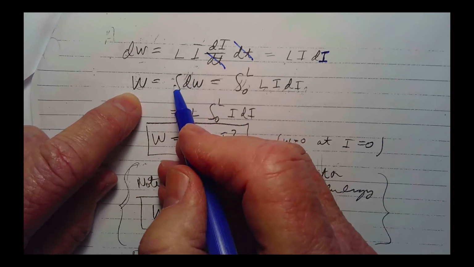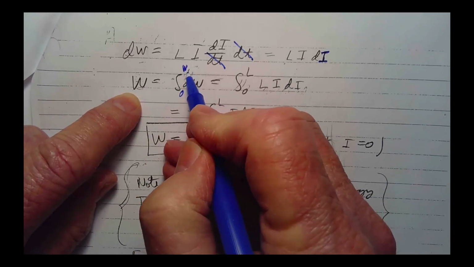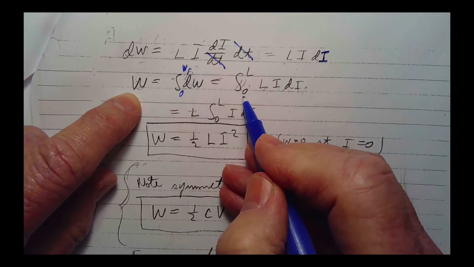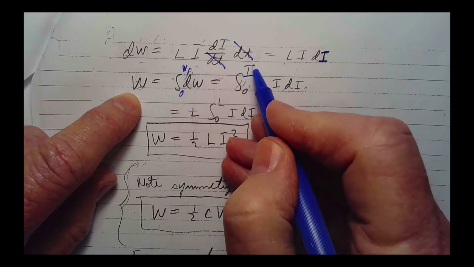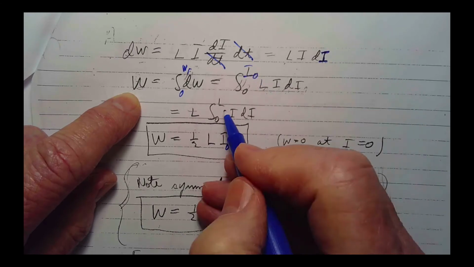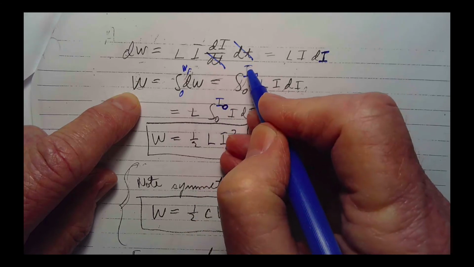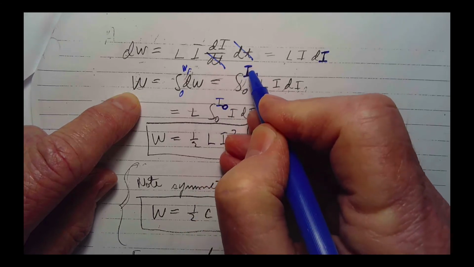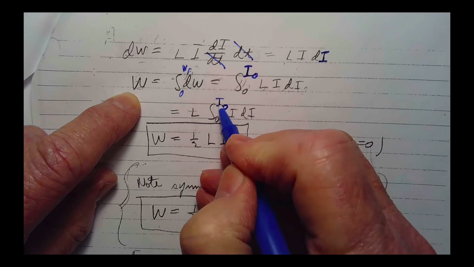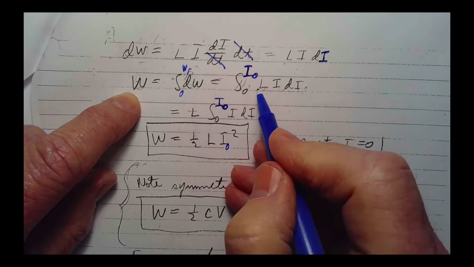So the W is the integral of dW from 0 to some total final work. That's the integral from 0 to I max. I0, maybe I should put an I0 there. I'm fixing some typos that are on your handout. That was an L up there. That should be an I0. That should be an I0 there. Okay, so that's the integral of that.